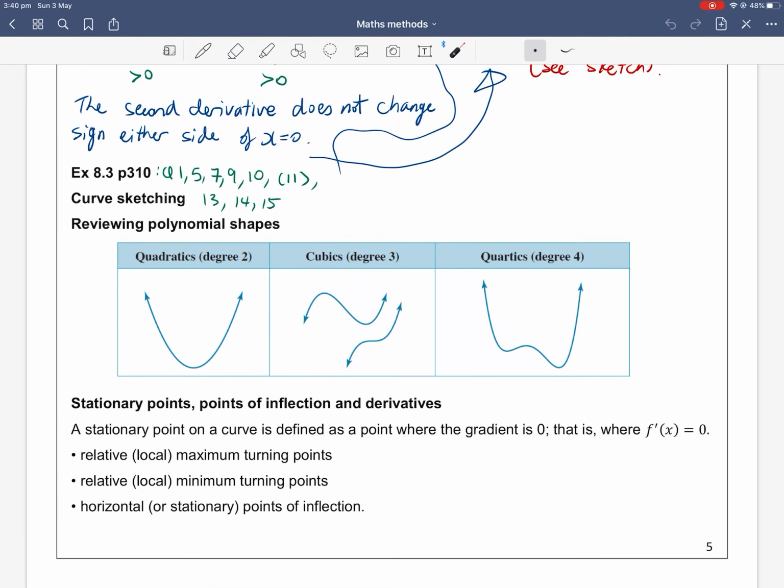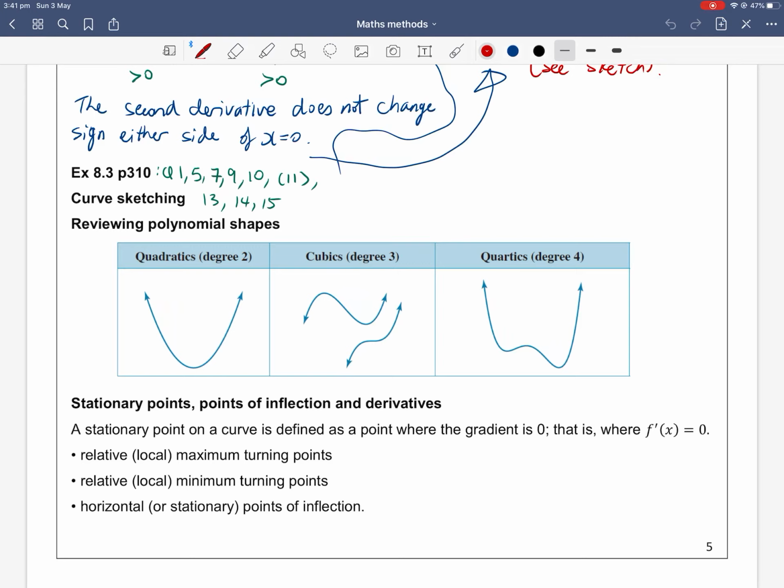It's not entirely new, because we've sketched curves before in Unit 1 and Unit 2. For example, we started off with quadratics like x squared, then we moved on to sketching cubics and then quartics. Back then, we used y dash, the first derivative, to work out our stationary points. We're just going to go into a bit more detail because now we have the concavity to consider as well. So let's have a read.